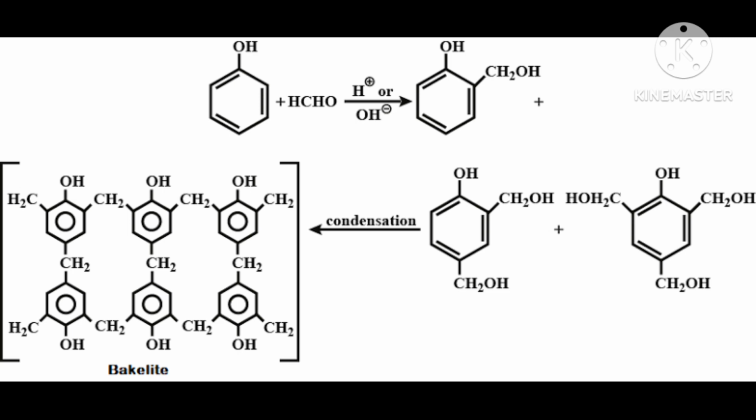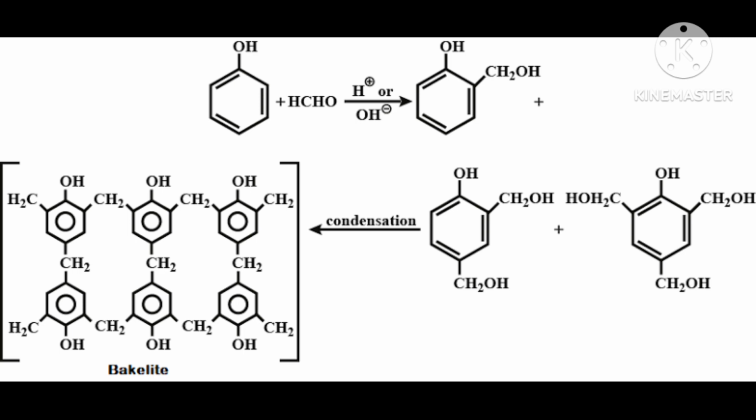Ortho position, after that para position, and then again the sixth carbon, there also it can join. Three possibilities are there. The first product you will get is a phenol, but in that benzene ring, CH2OH will join at the ortho position.